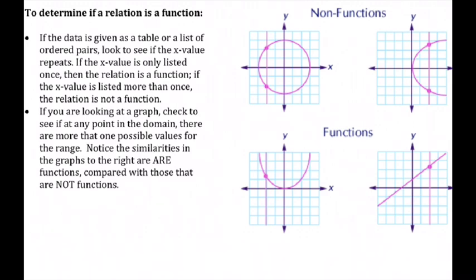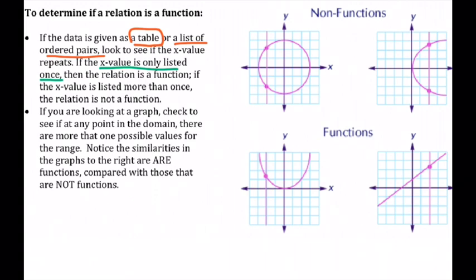So the first one, it says if the data is given as a table or a list of ordered pairs. And that's not what I'm seeing right here on the paper, but we'll get to that in a minute. So if you have a table or a list of ordered pairs, the main thing you need to look at is if the x value is only listed once, then it's a function. If the x value is repeated or listed more than once, then it's not a function.